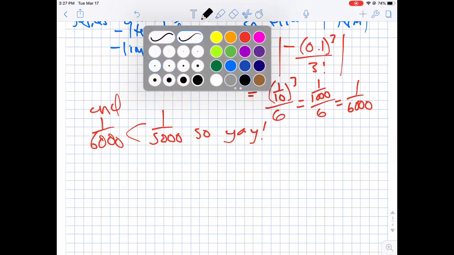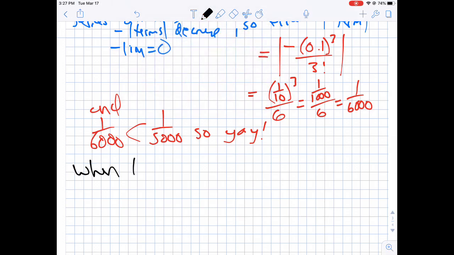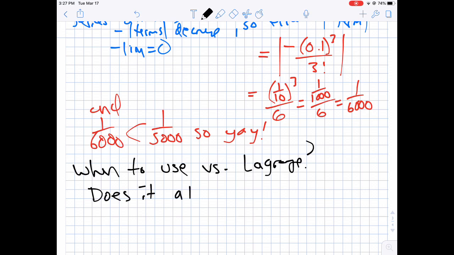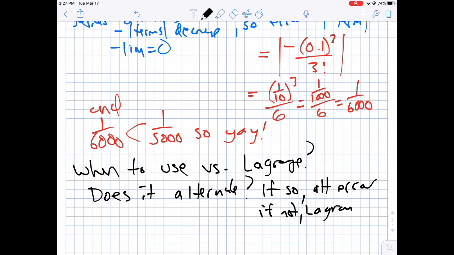You might be wondering when to use this versus Lagrange. So here, really, there's only one thing. Does it alternate? If so, use this. If not, use Lagrange. Sometimes, obviously, I'll say use Lagrange error bound, but if you have an alternating series, use the alternating error because it's way easier. And if not, then you go with our old buddy Lagrange from yesterday.